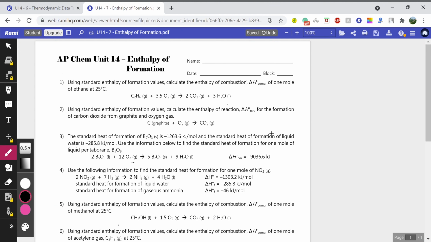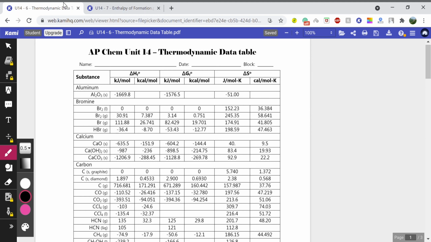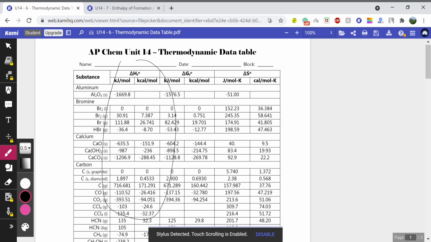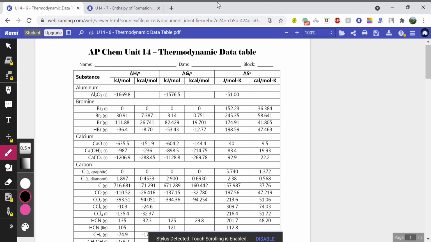Hi, in this video we're going to be calculating enthalpy using enthalpy of formation, and these are delta H F0. As I said a few videos ago, you will be given all of this data, and it is over here. Right now we're working on delta H F, so we're only going to be looking at this column. We'll be talking about delta G and delta S in a different video.